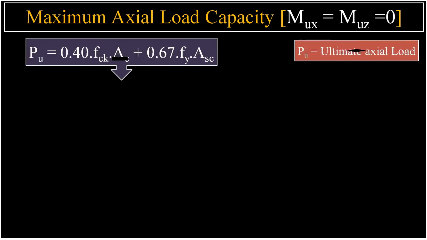Focus on the initial formula and its terms. The ultimate axial load capacity, PU, of a short compression member is governed by the combined strength of the concrete and the longitudinal steel reinforcement. The initial formula, based on IS 456, states that PU is equal to the sum of 0.40 FCK times AC, and 0.67 FY times ASC.